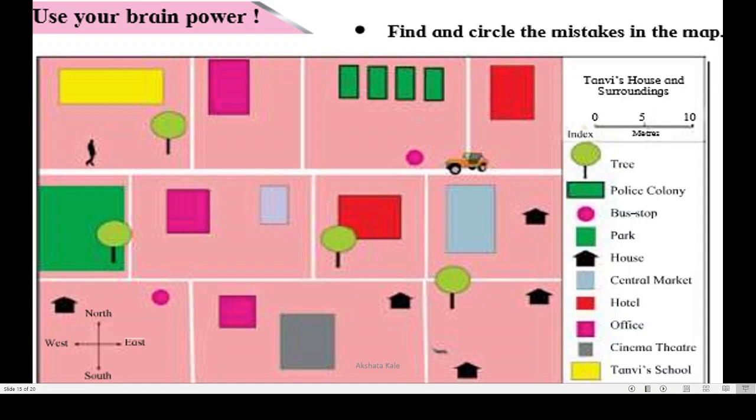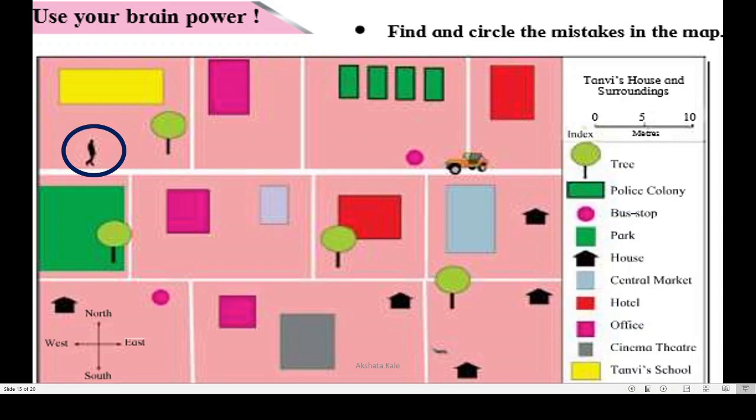Okay, now one thing is there, it is in your textbook. Try this first. You pause my video, try that first, and then come to my video and again you play that and check the answers. Okay, now here we will find out the mistakes. See this, I will circle.